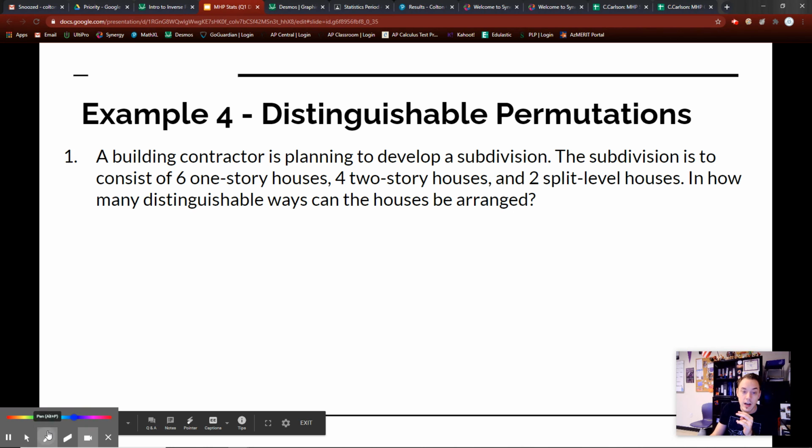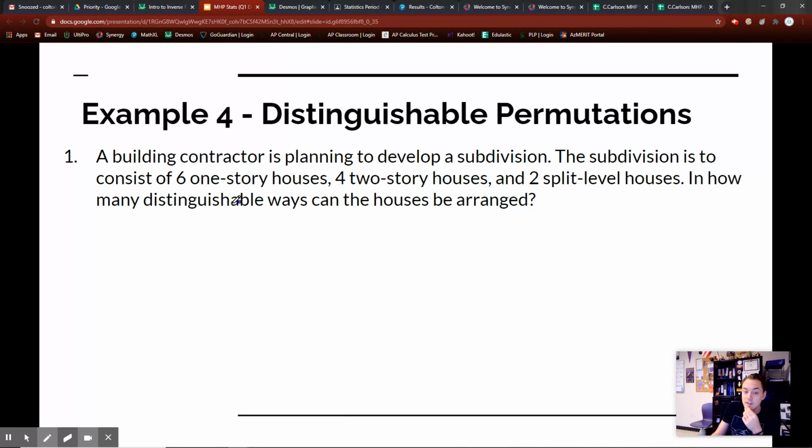A building contractor is planning to develop a subdivision. The subdivision is to consist of 6 one-story houses, 4 two-story houses, and 2 split-level houses. How many distinguishable ways can the houses be arranged? Distinguishable is the key word, that means we're going to use our distinguishable permutations formula.